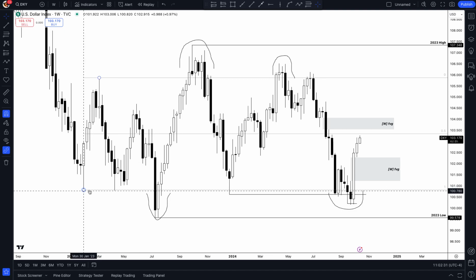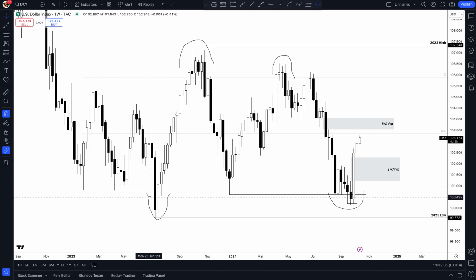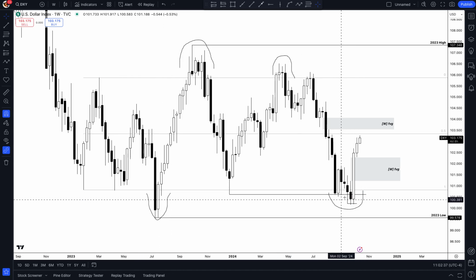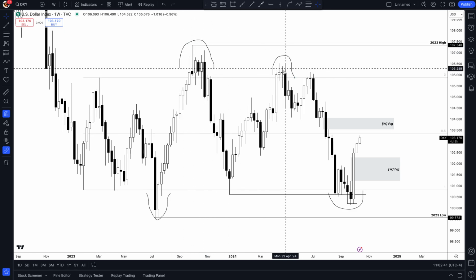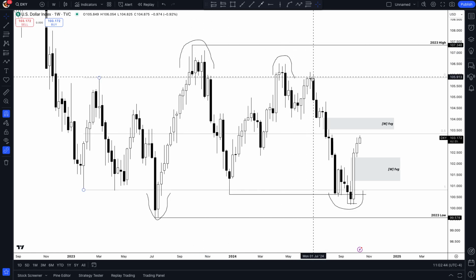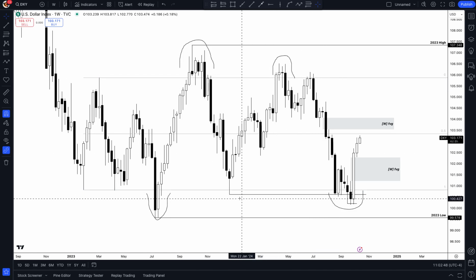This is your range low here. This is your range high. You can see deviations of the range low here and most recently here. Deviations of the range high here and also right here. You can see that we've also had range retests and rejections right here and right here as well.